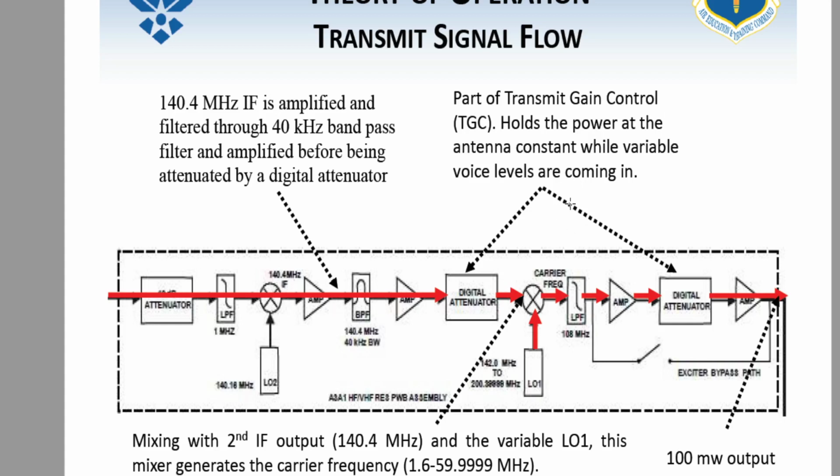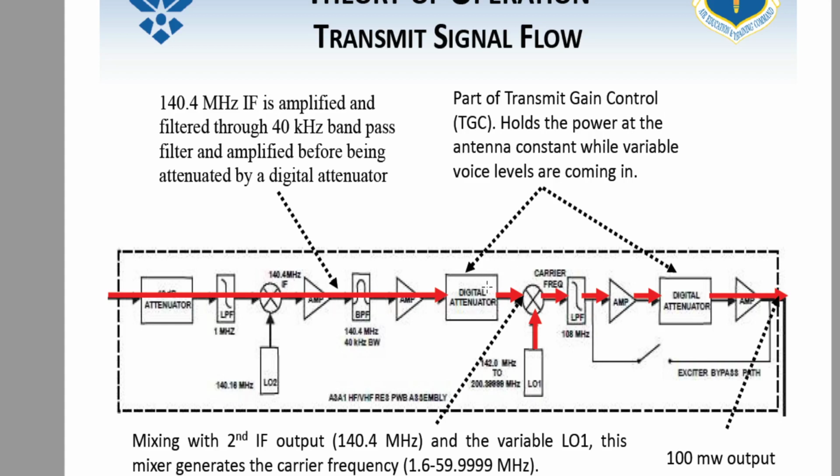So it holds the power at the antenna constant while variable voice levels are coming in. Why do you think you want to hold the power constant at the antenna? Right? Because you're speaking naturally like we're talking now and trying to transmit to the other end. What do you know about the distant end? Do they have a specific frequency that's tuned for receiving? Right, so you want to hold that power constant so that specific tuned frequency doesn't go out of whack and not understand what you're transmitting through the signal or through the circuitry here.